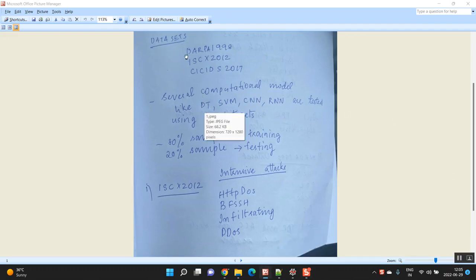Actually, the first data set which you had informed me is DARPA 1998. For that, you had informed me I have to do several computation modules. Those modules will be CNN and RNN, these two are trained models, and decision tree and SVM for ML classification.